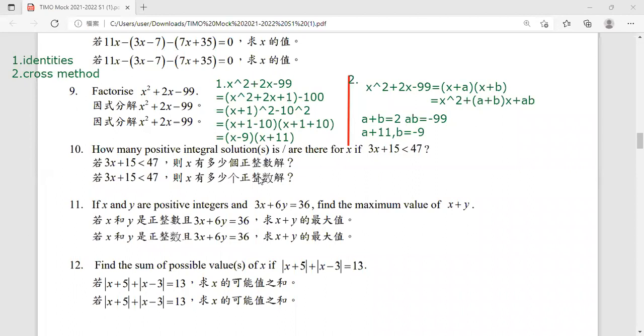Question 10. Now, 6 plus 50 is more than 47. How many solutions are there? It's just simple. You just make all the things on the right hand side. So 3x is more than 32, and x is more than that. Of course, you need something positive. So the numbers will be 1 to 10. Okay, so the answer is 10. Nothing special.